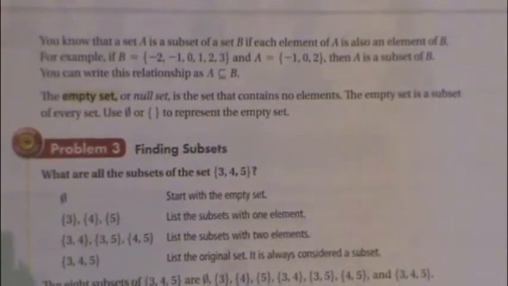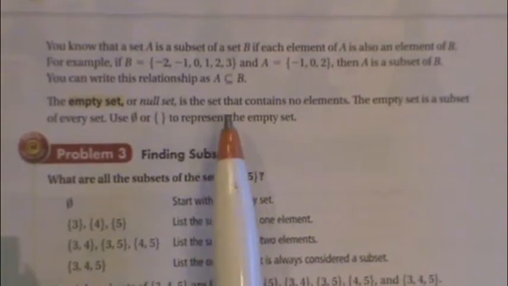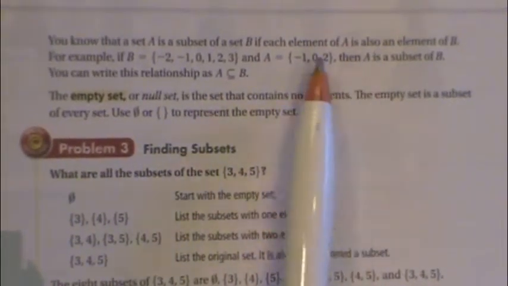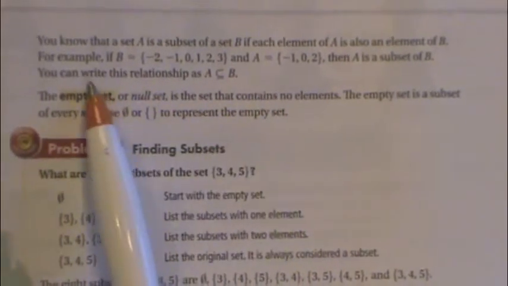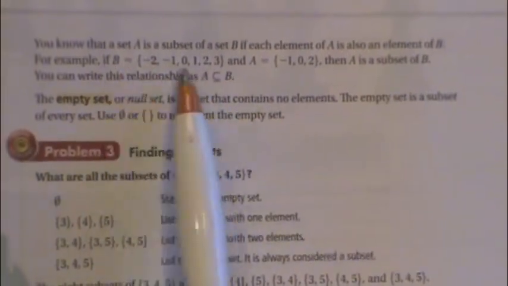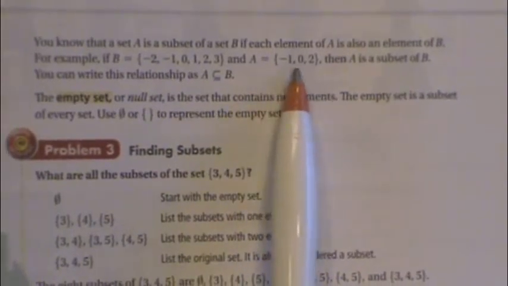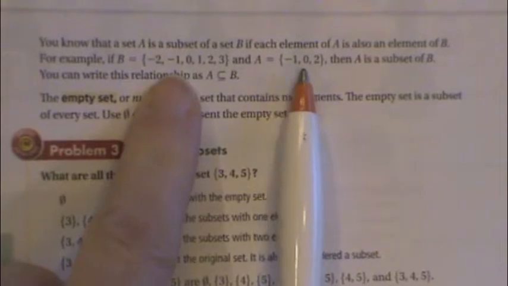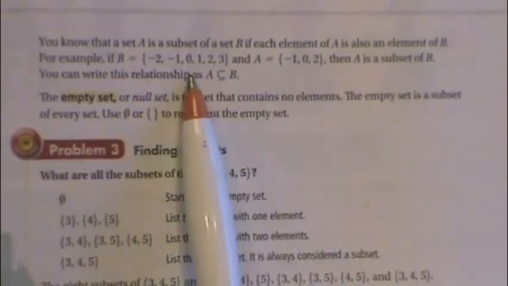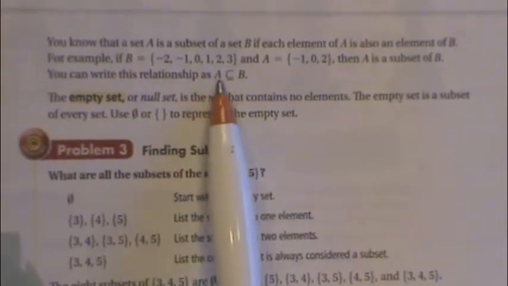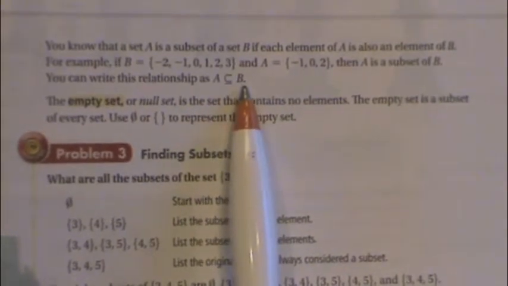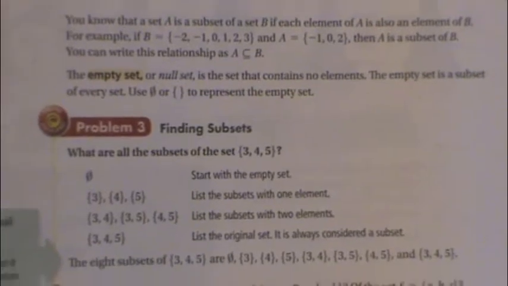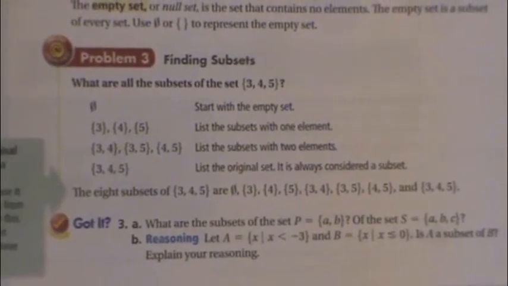But what is a subset, you say? Aren't you glad I didn't make you write it as a vocabulary word? If every element of A is also an element of B, A is a subset of B. For example, if you have this set for B and this set for A, A is a subset because every element -1, 0, 2 is also in that set. And here's the symbol. A is a subset of B. Then they go on talking about empty set, and problem 3 involves finding subsets.